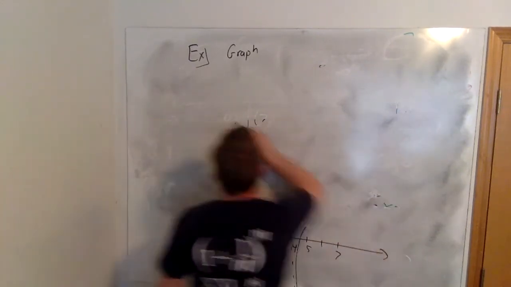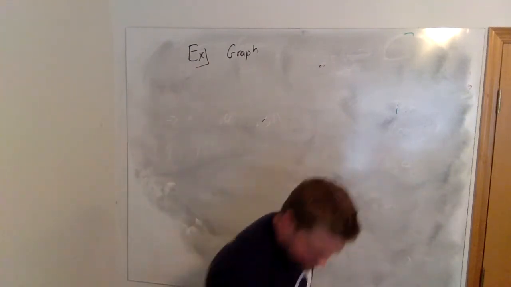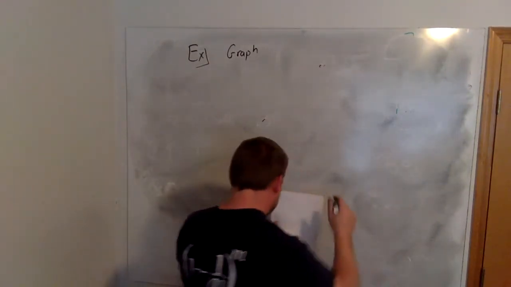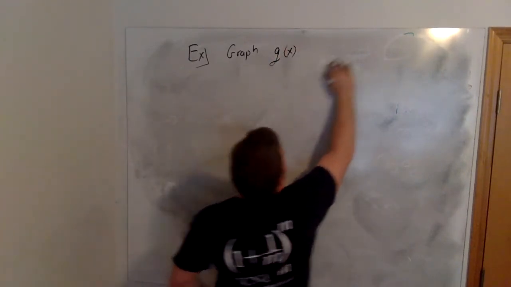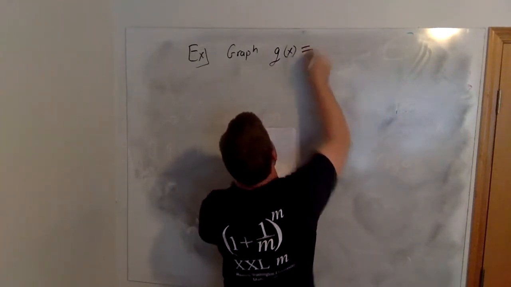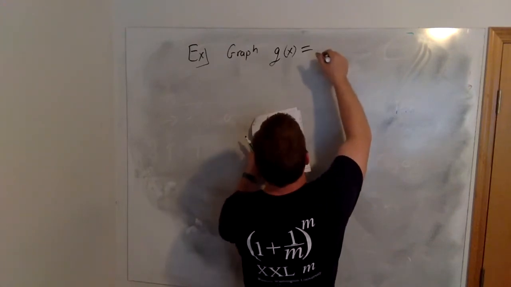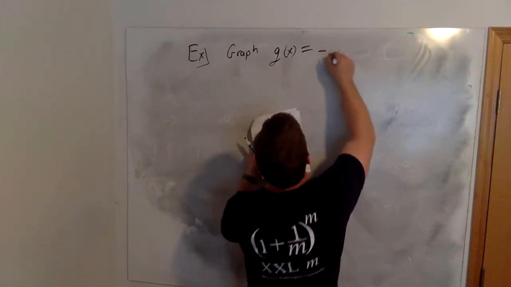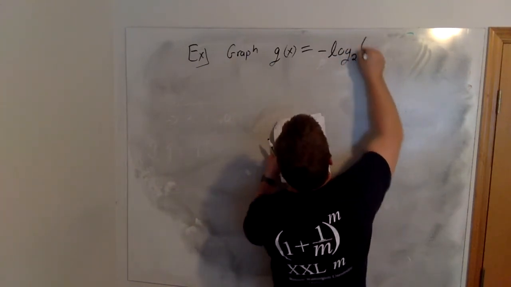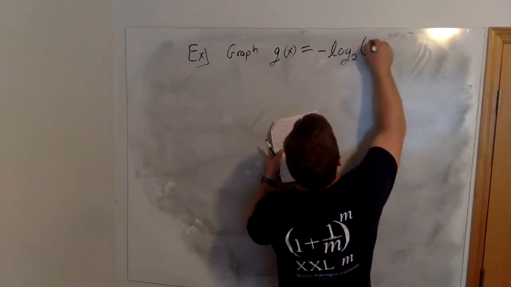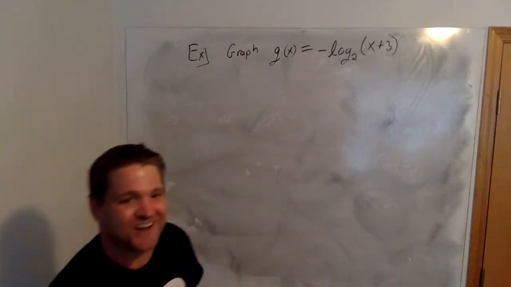Okay, let's say we want to graph g of x equals negative log base 2 of x plus 3. Go ahead and pause the video and give this one a shot.